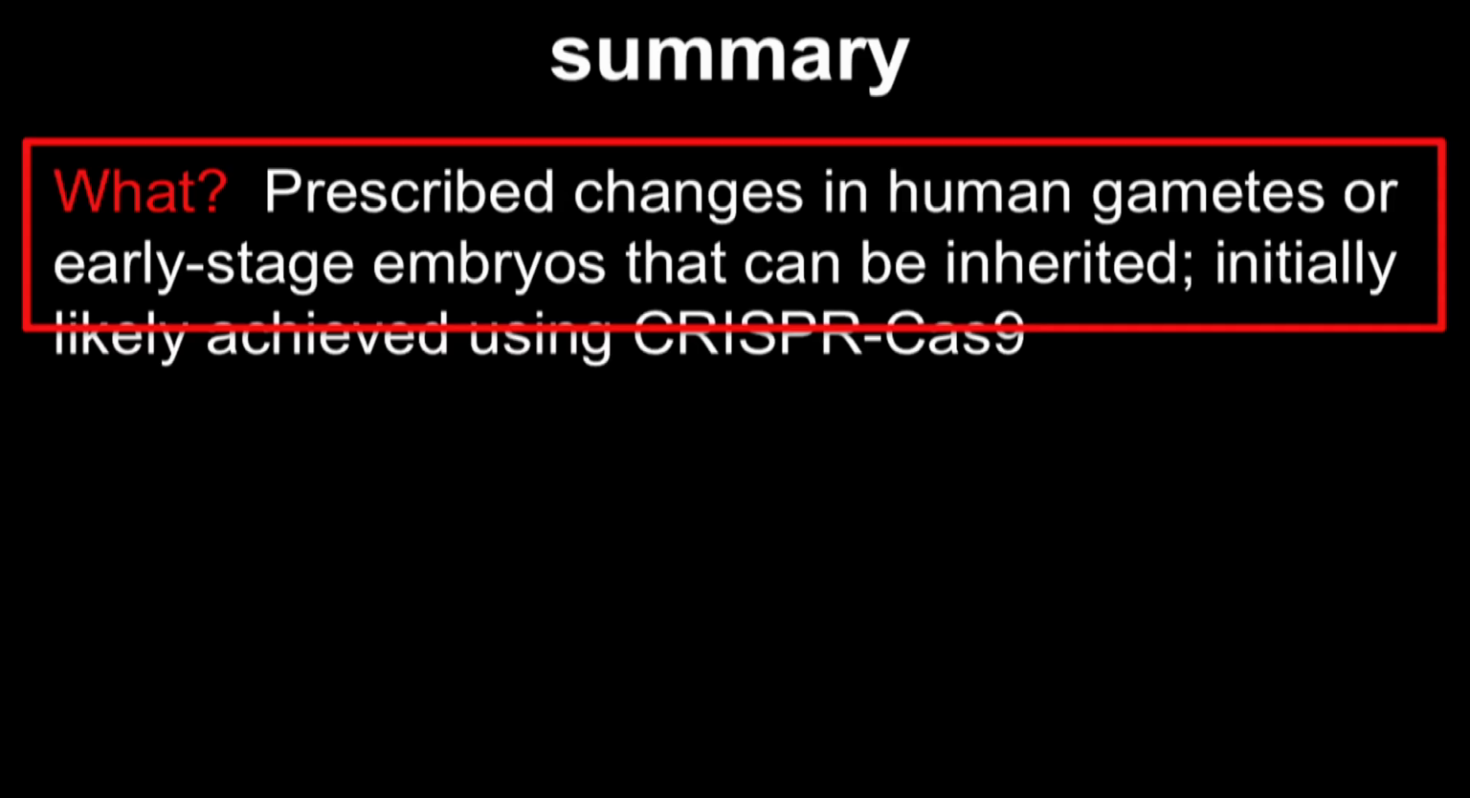I think we can say, in summary, that it involves prescribed changes in the human genome, the instruction manual, that we can perform in early-stage embryos or gametes, sperm and the egg, such that they can be transmitted across generations, they're heritable. And probably initially this will involve CRISPR-Cas9 because it's so fantastic, but who knows what technology is around the corner? There might be something else that can do the job even better.